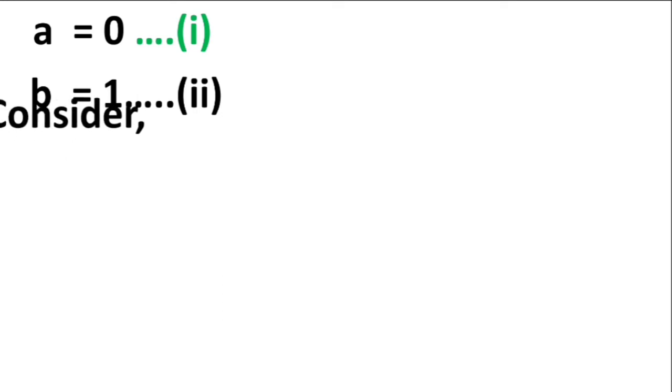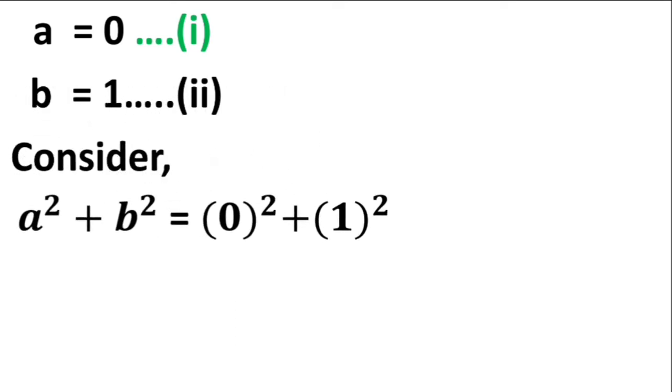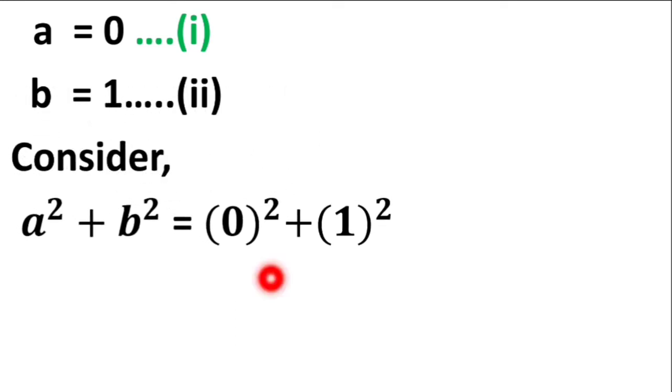Consider a square plus b square. Substitute both the values here. What is a? A is nothing but 0, so 0 square is 0, plus 1 square is 1, that is 0 plus 1 is 1. Hence proved, a square plus b square is equal to 1.